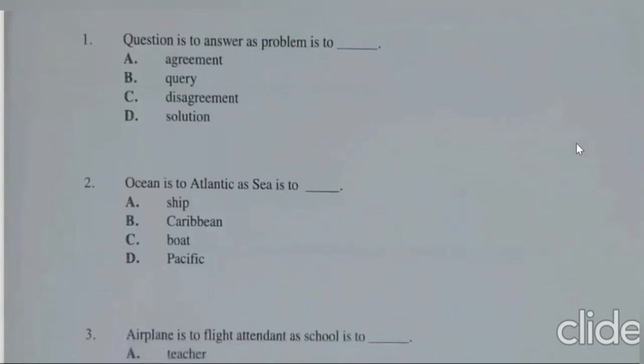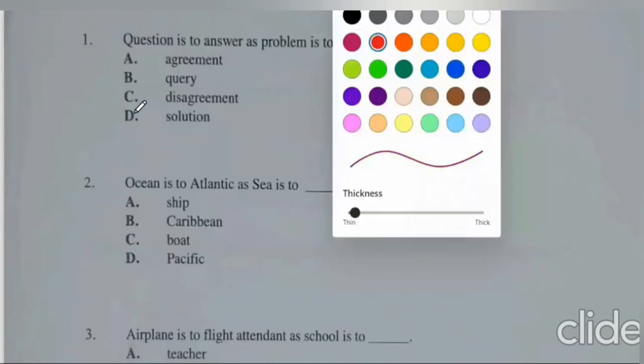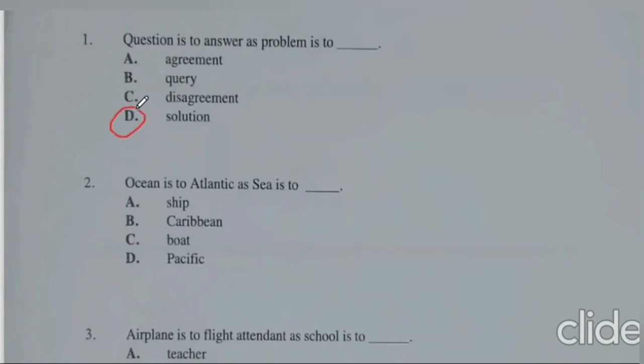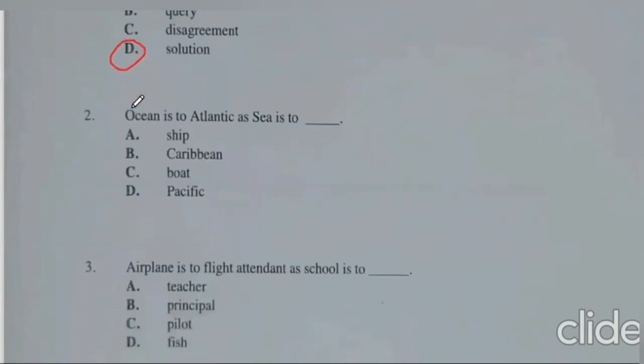So item 1 says, question is to answer as problem is to solution. So we will select solution for our best answer. For item 2, it says ocean is to Atlantic as sea is to. Good, we have the Atlantic Ocean, we have the Caribbean Sea. So Caribbean will be our correct response here.